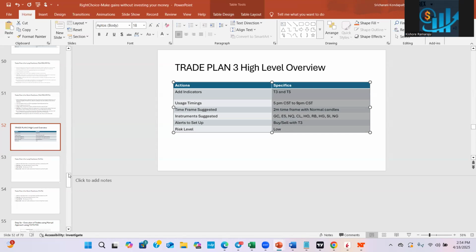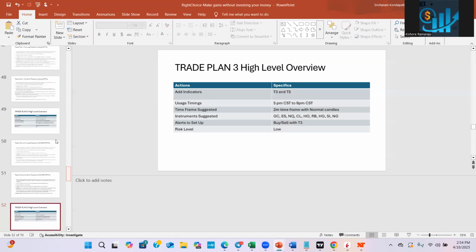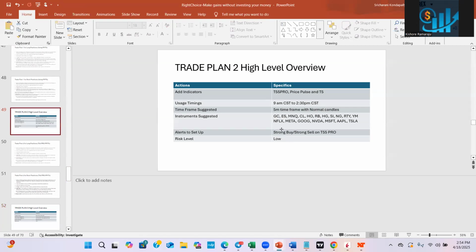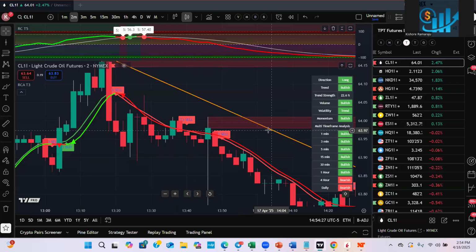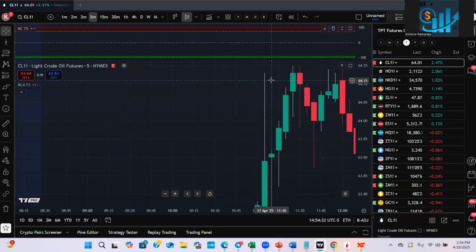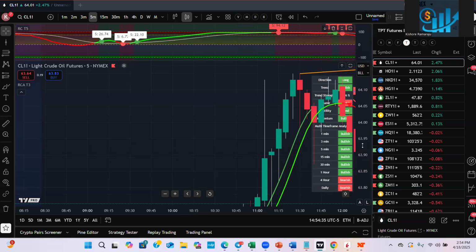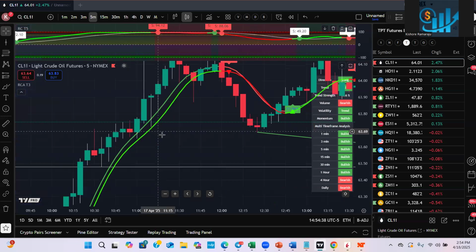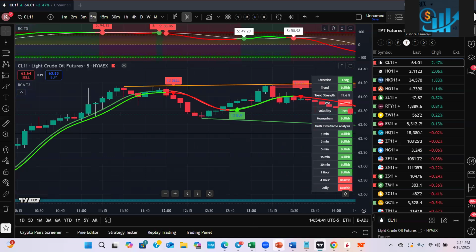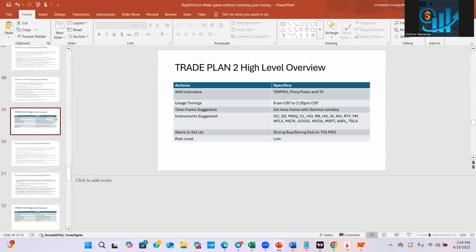You don't need to take a risk in the morning time. Or if you want to take low risk, you can always use this strategy. Don't try to enter somewhere. You wait for T55 to give a strong buy or strong sell, and then you check the T5 price pulse, and then you can take the trades. So your risk will be very, very minimal. All you need to do is follow one of these three strategies.